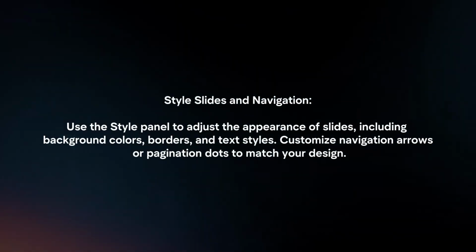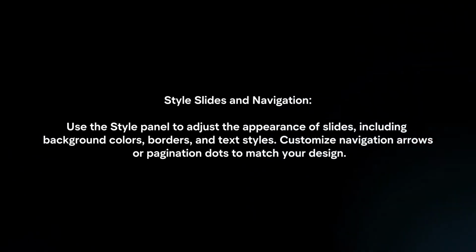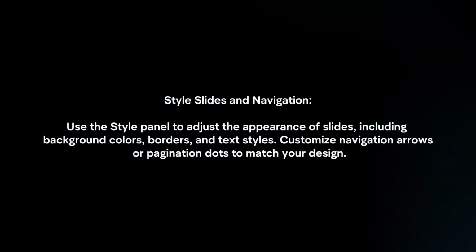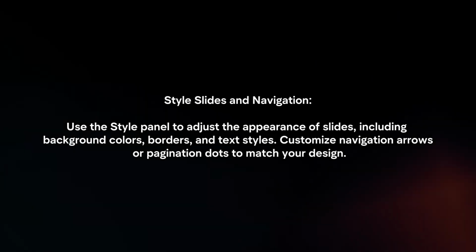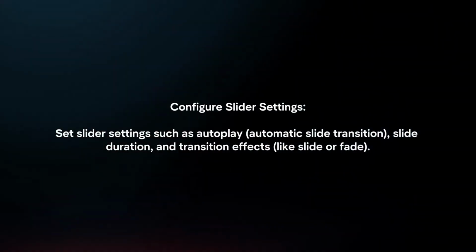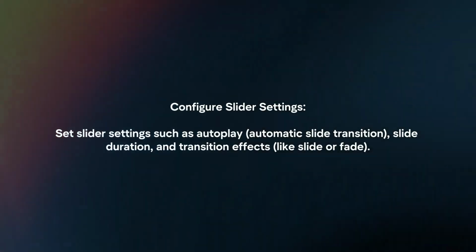Style slides and navigation. Use the Style panel to adjust the appearance of slides, including background colors, borders, and text styles. Customize navigation arrows or pagination dots to match your design. Configure slider settings. Set slider settings such as autoplay, slide duration, and transition effects.